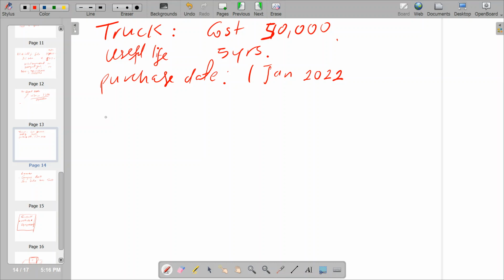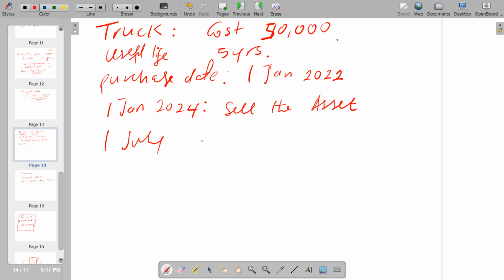And then on, let's say, 1st January 2024, we said we are going to sell the assets. Okay. Then on 1st July 2024, we decided not to sell the assets because probably we didn't get a buyer.